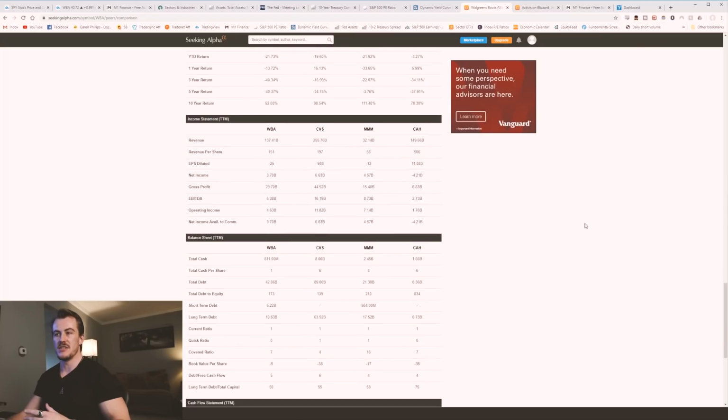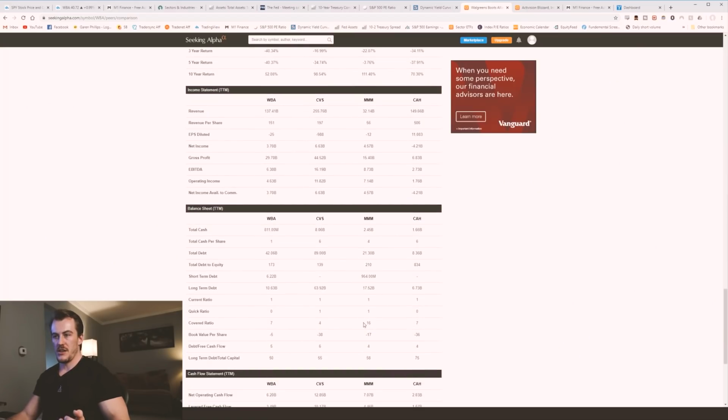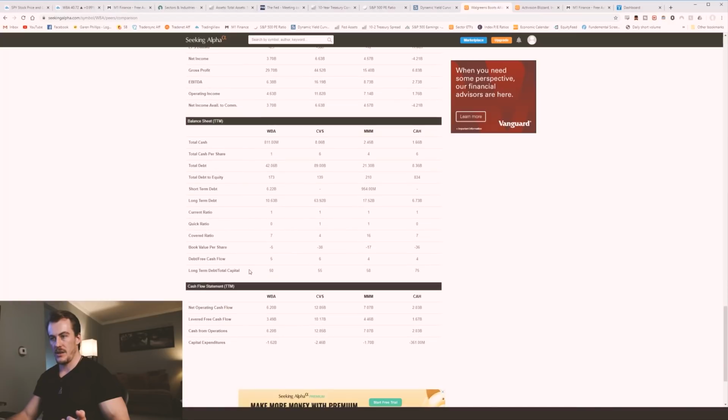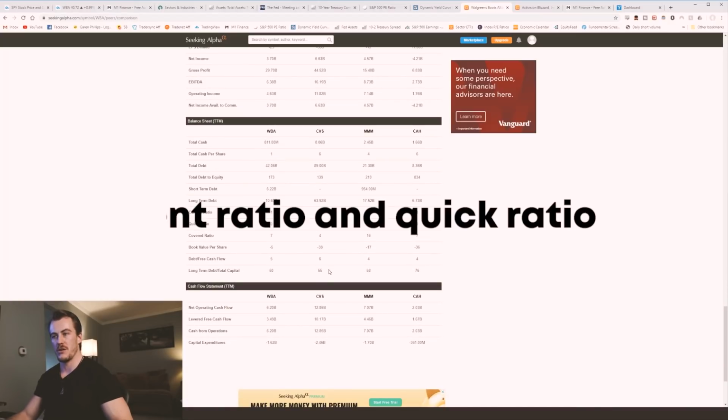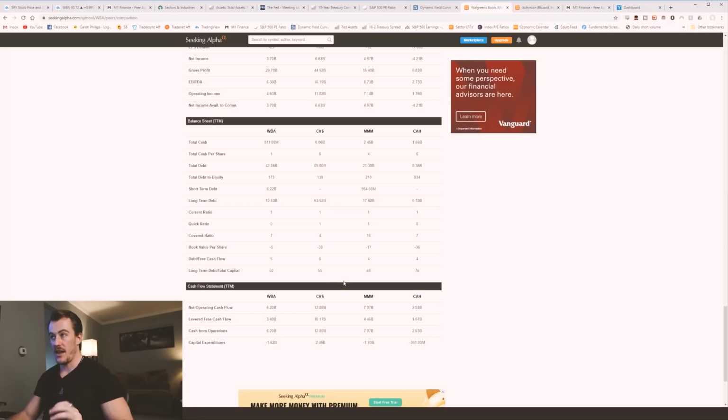Another important one is earnings per share, diluted, and then you have total debt to equity, and then current ratio and quick ratio. I recommend you learn about those, and book value per share. And yeah, that's about it.